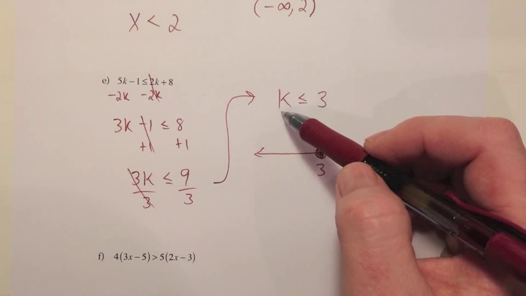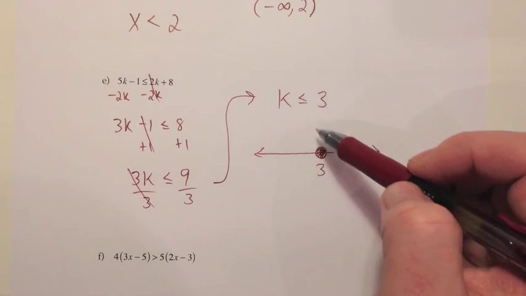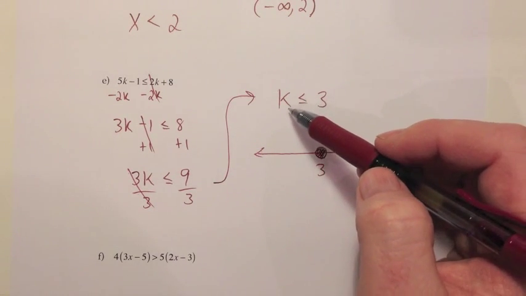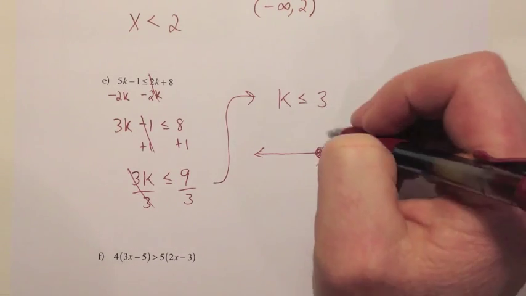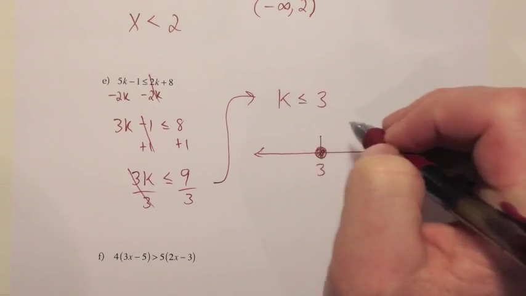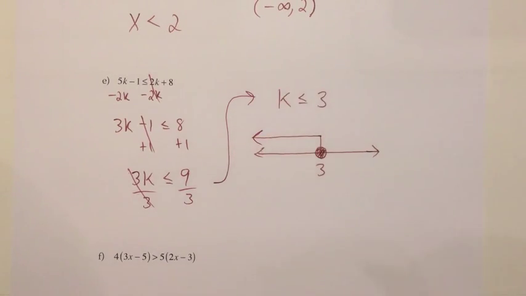The arrow, when k is on the left, will point in the direction we should draw our graph. The values of k we want are the ones that are smaller than or to the left of 3. So I start at that 3 which is included, draw an arrow to the left illustrating my solutions. So there's the solve, there's the graph.